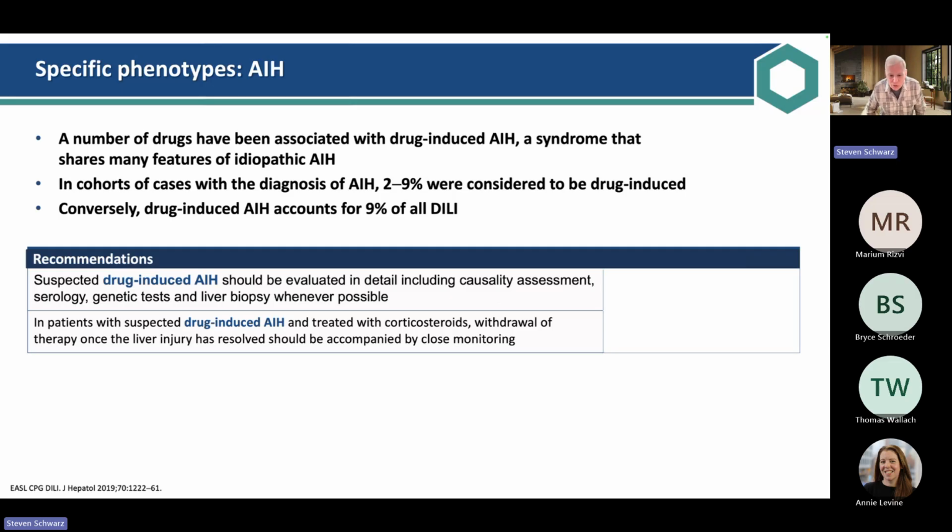Obviously, if the patient's not on any drugs at the time, you're not going to say that their AIH is drug-related. In patients with suspected drug-induced AIH and treated with corticosteroids, withdrawal of therapy once the liver injury has resolved should be accompanied by close monitoring. Again, in patients with drug-induced AIH, when they're treated with corticosteroids, they will have a resolution of their transaminasemia, if you will. But then they need to be followed closely, because if their AIH is not drug-related, obviously the disease is going to come back.